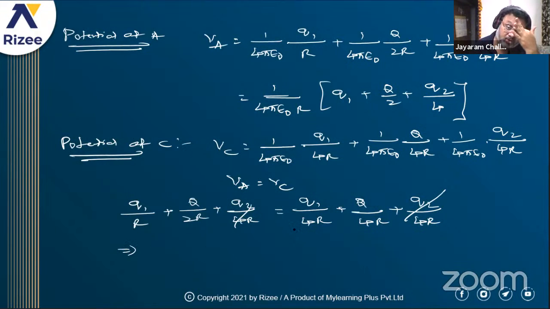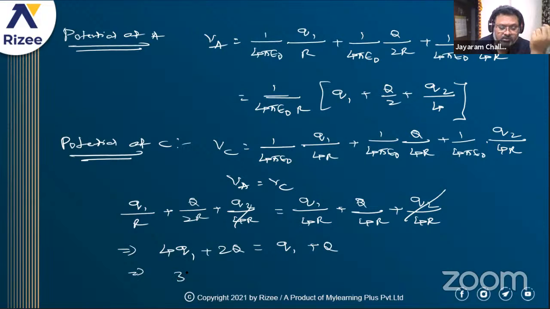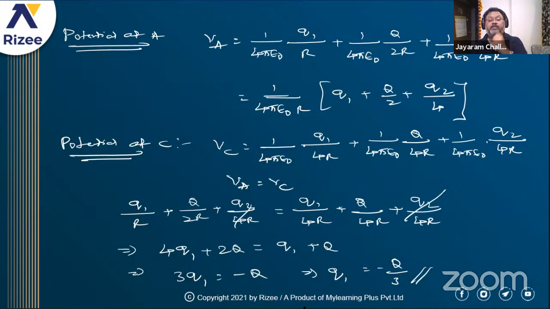Take the LCM denominator here, it will be 4R. Take the 2, that will become 4 into Q1 plus 2 into capital Q. This should be equal to Q1 plus Q. So from this relationship, you can get 3Q1 is equal to minus capital Q. That means the Q1 value is equal to minus Q by 3. This is your basic information.